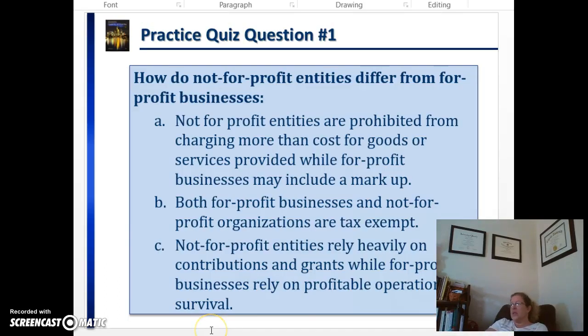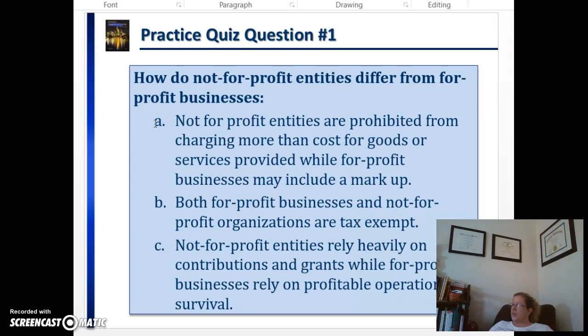So let's take a little quiz now that we've come to the end of the first learning objective. How do not-for-profit entities differ from for-profit businesses? A, not-for-profit entities are prohibited from charging more than the cost of goods or services provided, while for-profit businesses may include a markup. B, both for-profit businesses and not-for-profit organizations are tax exempt. C, not-for-profit entities rely heavily on contributions and grants, while for-profit businesses rely on profitable operations for survival.